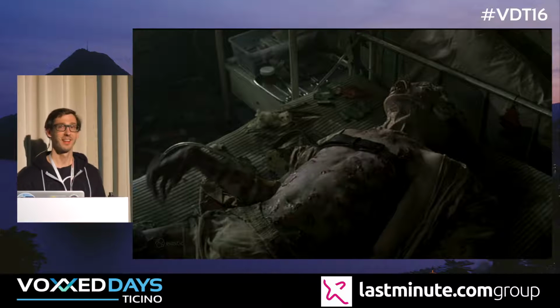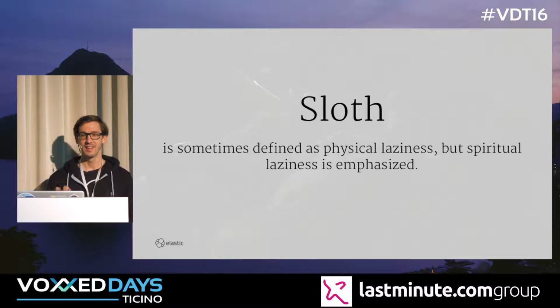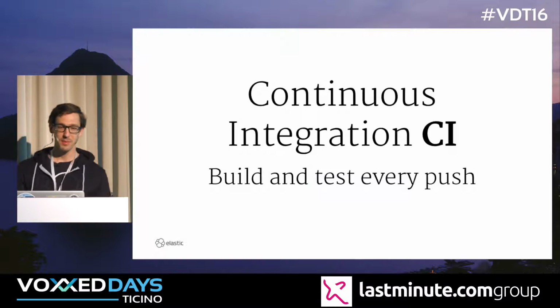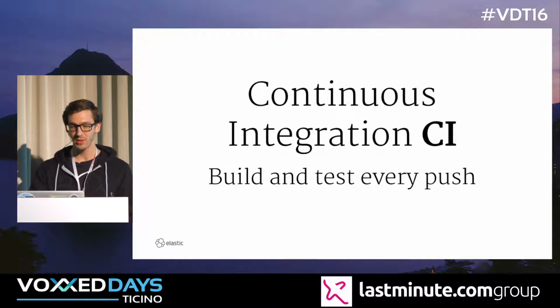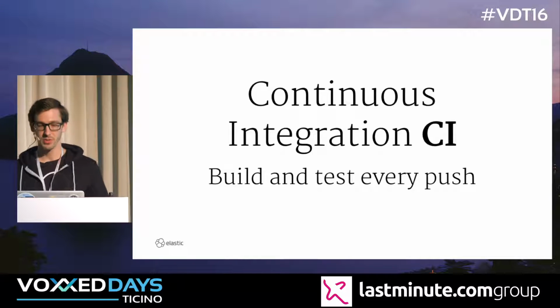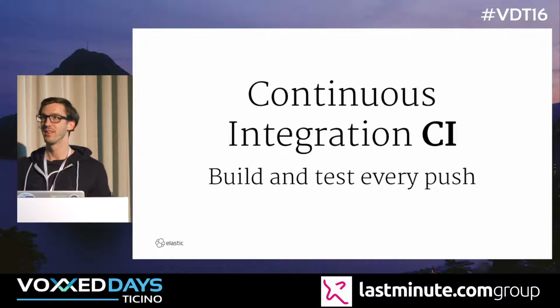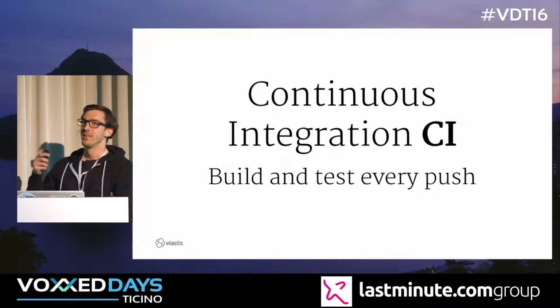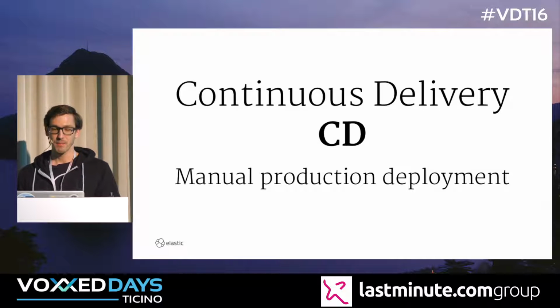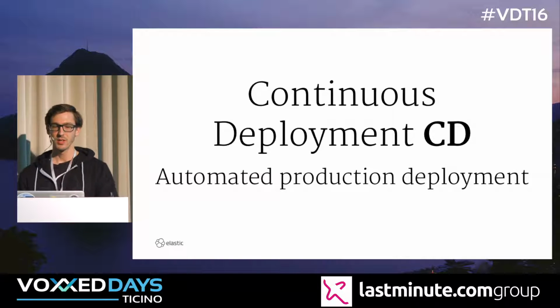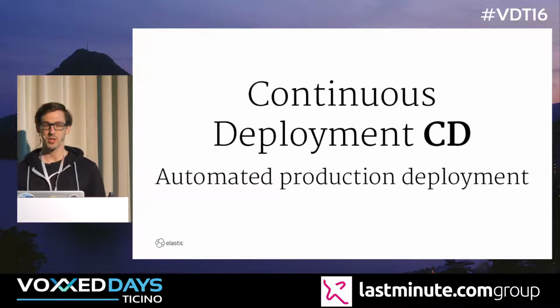What's this? Sloth, exactly. Laziness. Here I try to be a bit more productive. So continuous integration, build and test every step. Who is doing continuous integration? Okay. So every push gets built. The next step would be you can manually deploy something to production. You would probably automatically deploy to development or staging or whatever you have. So that's continuous delivery. And on top, there sits continuous deployment, automate production deployments.